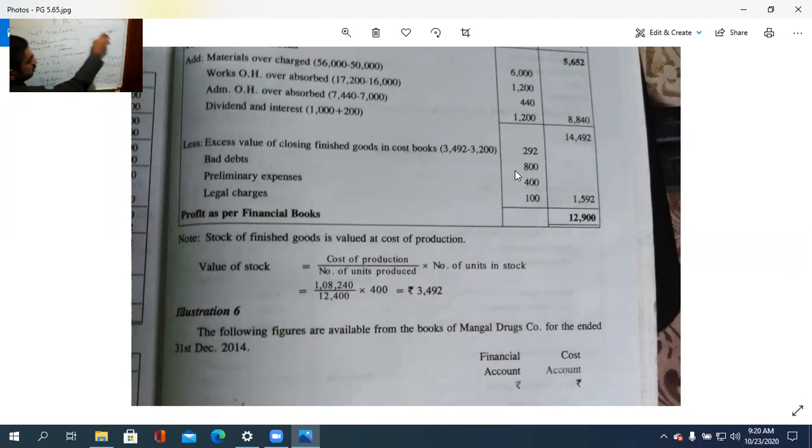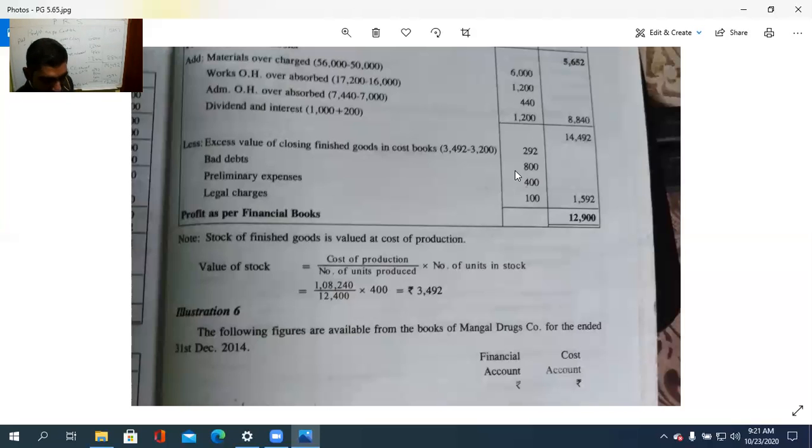See, reaching 5652, when we added the various items we will get this figure and then we will deduct it. So we reach the 12,900. If we are taking the profit as per financial books, these items 1592 are to be added with this, and we are deducting 8840, we will get 5652. So these are the cases. If we are taking profit as per cost books, we will reach at the last profit as per financial books, and vice versa. Those items added in the previous case will be deducted, and those items deducted will be added.